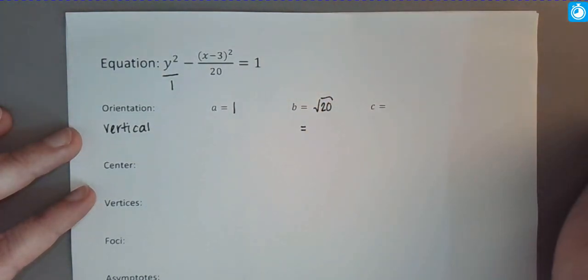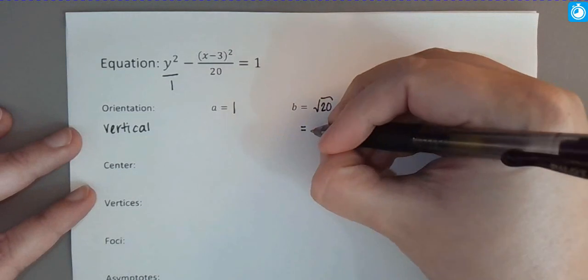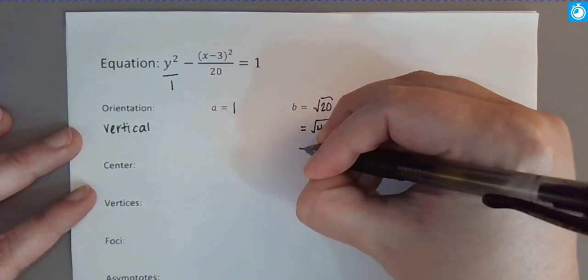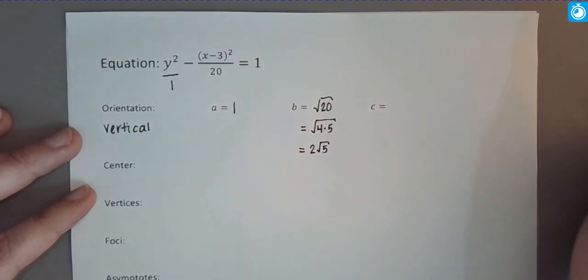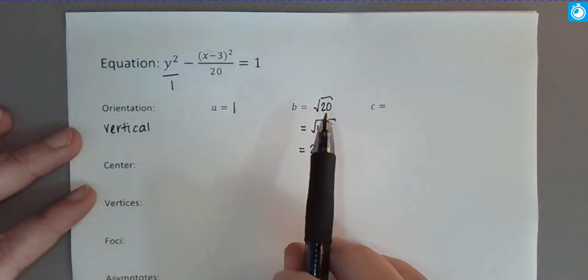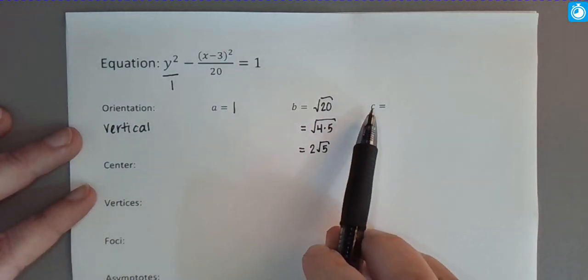Now 20 is not a perfect square, but 20 is divisible by 4, which is a perfect square. So we can split that 20 up into a 4 and 5. We can simplify the square root of 4, which is 2, and just leave the square root of 5. So when we use the value b, we're going to use the number 2 root 5, not the number square root of 20. Okay, and then finally our C.